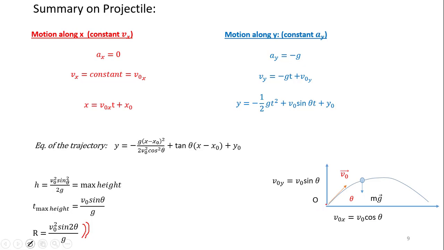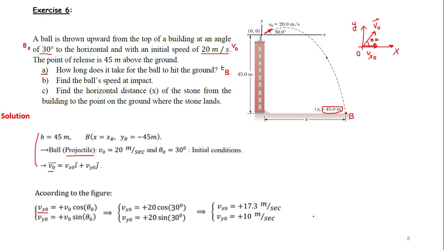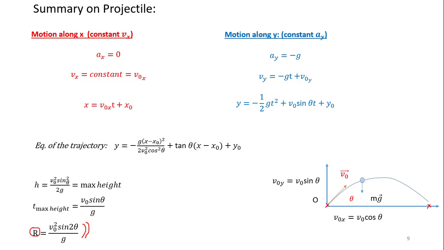What is the range? Where we launch and where the particle arrives must be at the same level, they have the same y. In this exercise we cannot use this R, because B and O, the end point and the initial point, are not at the same level, so we cannot use this range. We use this expression only when we have symmetry in the trajectory.